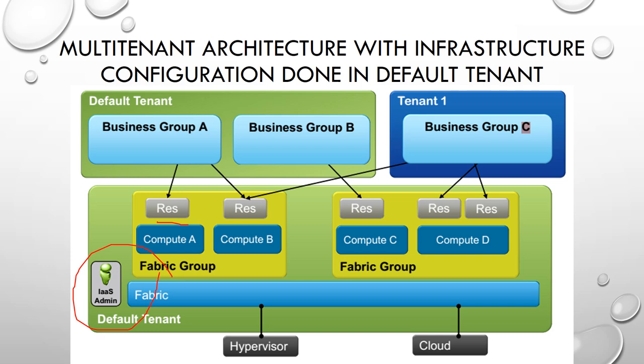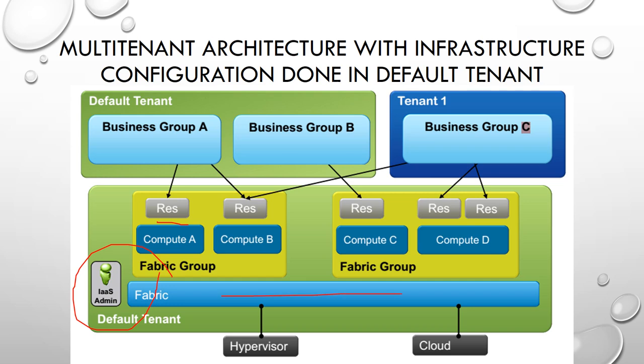However, the tenants are somewhat autonomous in the sense that they are the ones responsible for user account management. Each tenant can have its own identity source, as well as can keep track of its catalog items and blueprints, etc. This diagram shows a multi-tenant deployment with centrally managed infrastructure. The IS administrator in the default tenant configures all infrastructure resources that are available for all tenants.